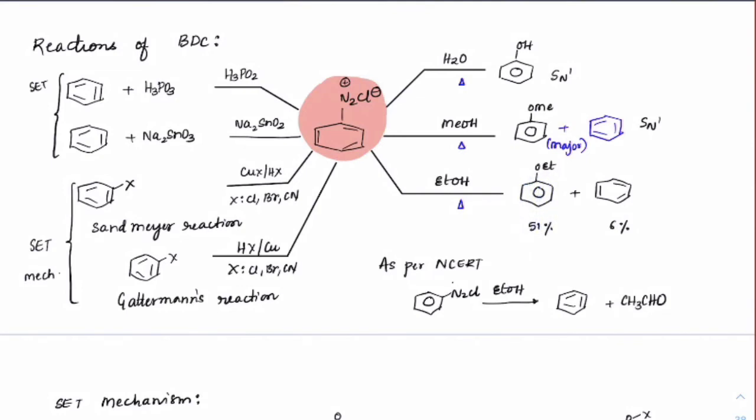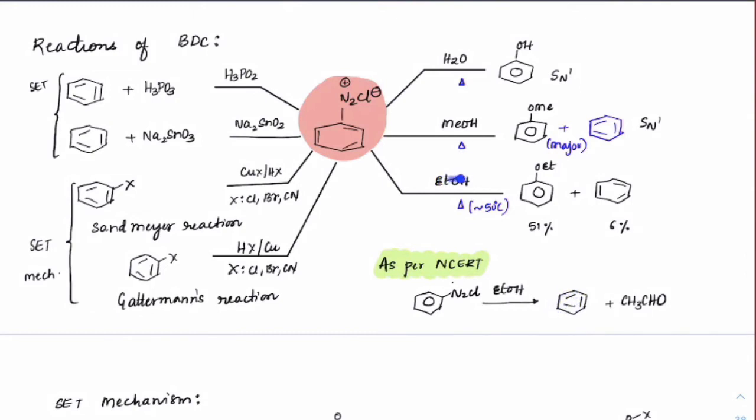NCERT doesn't mention the temperature, but they have directly given this as the major product. I have taken this data at around 50 degrees centigrade. At 50 degrees centigrade, it is found to be around 51% and 6%. But possibly at higher temperature, this percentage is increasing. That is why NCERT has taken this as the major product, that is benzene as the major product. So please go as per NCERT. Both can be formed, but alkenes are more favorable.